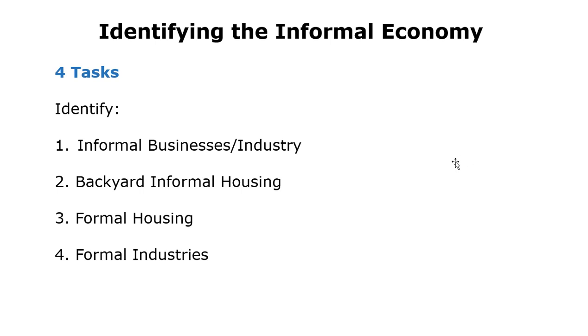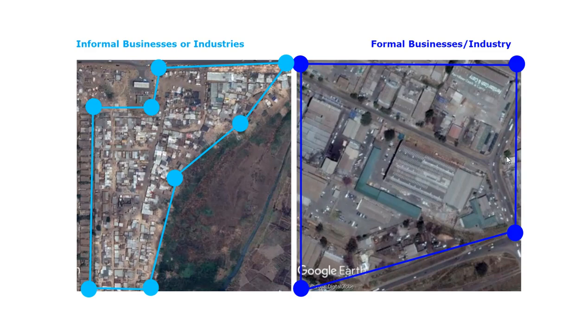We have selected a few images just to show you how these things look like so that you're able to identify these differences when you do the classification. The first task concerns identifying informal businesses. Related to that, on the 4th task, you would also be required to identify formal businesses or industries. So this picture here shows you the major differences.